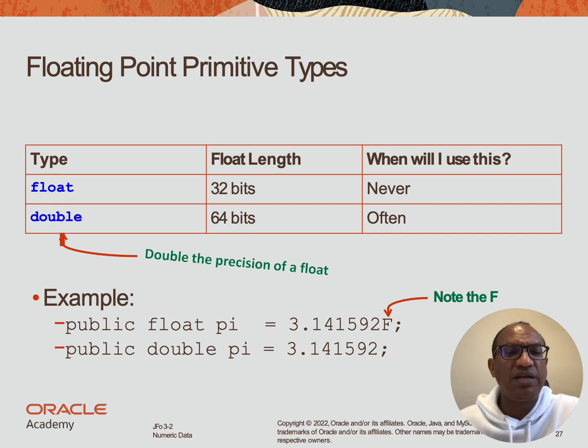A float variable can hold 32 bits. Floating point values are assumed to be of type double unless you explicitly state that it is a float type, not a double type. You do that by putting a capital F to the right of the value. Note, use the double type when a greater range or higher accuracy is needed.